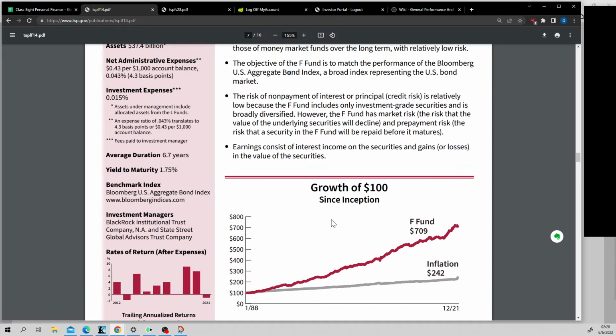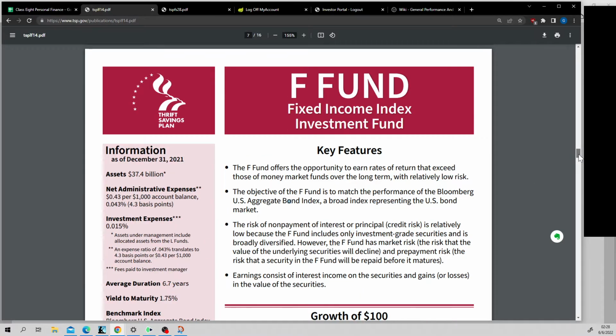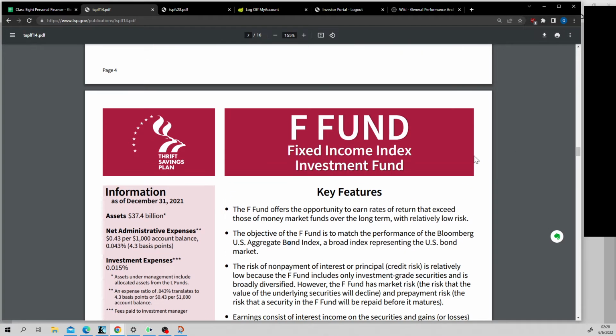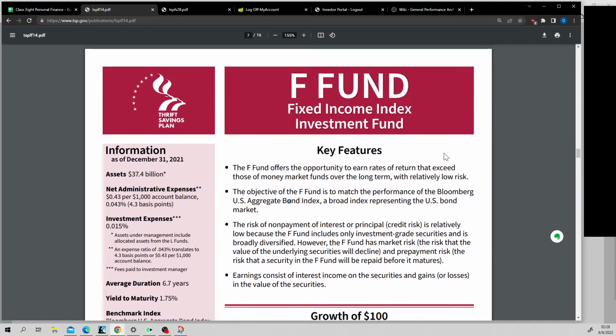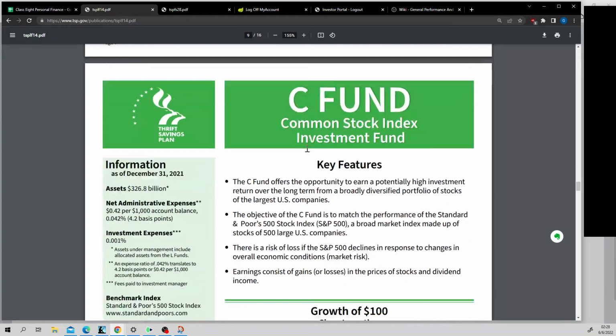And so this one will work. For a long time, I was 50-50 in my bonds between the G fund and the F fund. Most recently, I was 100% G fund for my bonds. Either of these are fairly good choices. Now let's talk about the C fund.